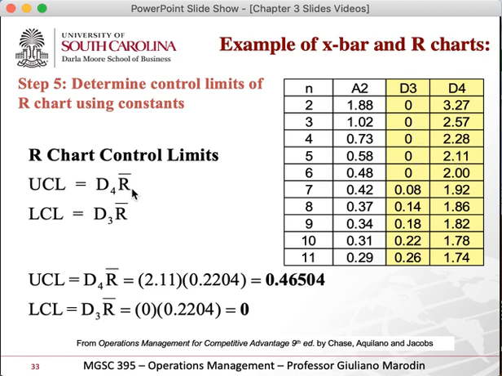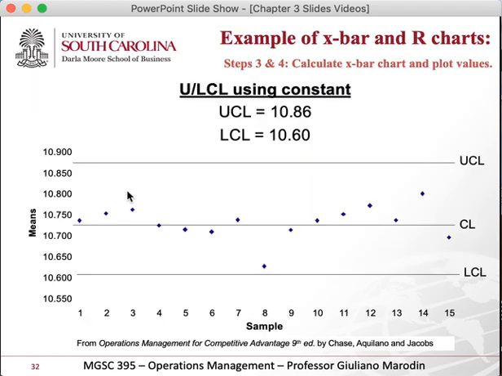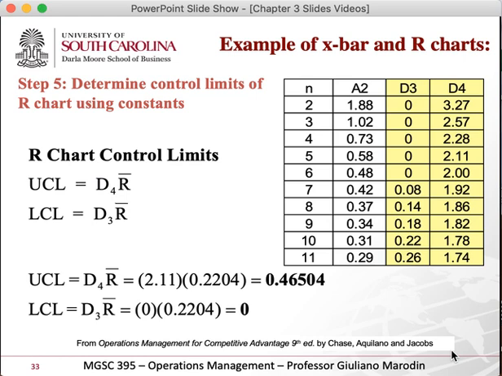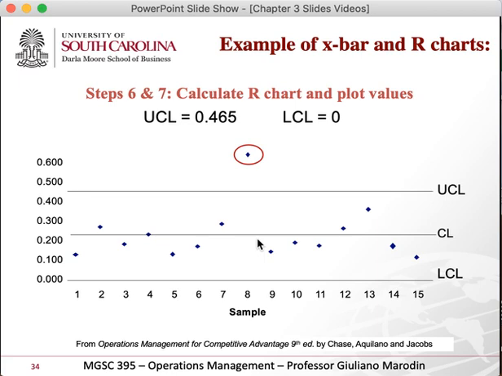And we know what R is. R bar is the mean of the range, which is 0.220. Okay? The R bar, right? So we have R bar, we have D4, D3. We can do it very easy, right? So multiply here. My upper control limit is 0.465, too many decimals. And my lower control limit is going to be 0 because D3 was actually 0. Okay?